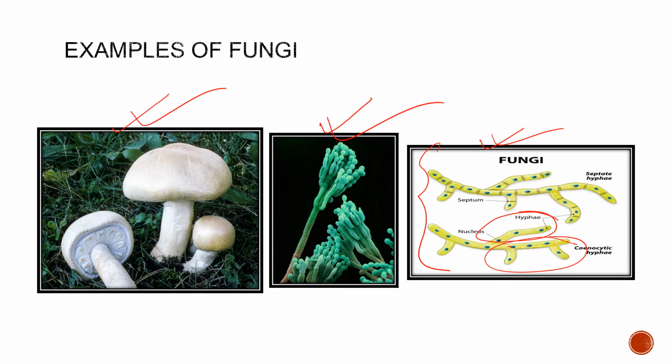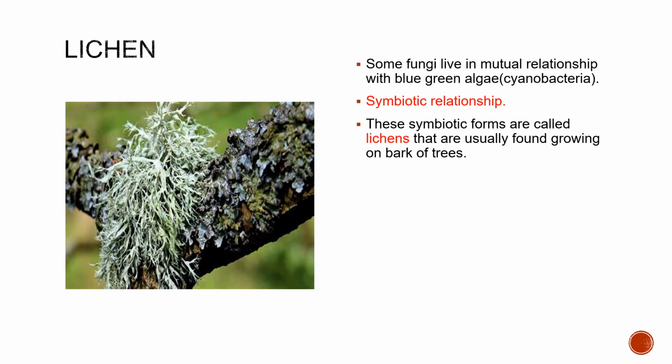Now we will move on to the next category. In the next category of fungi, we have lichens. So what are these lichens? Some fungi live in a mutual relationship with blue-green algae, that is cyanobacteria, and this relationship is a symbiotic relationship.